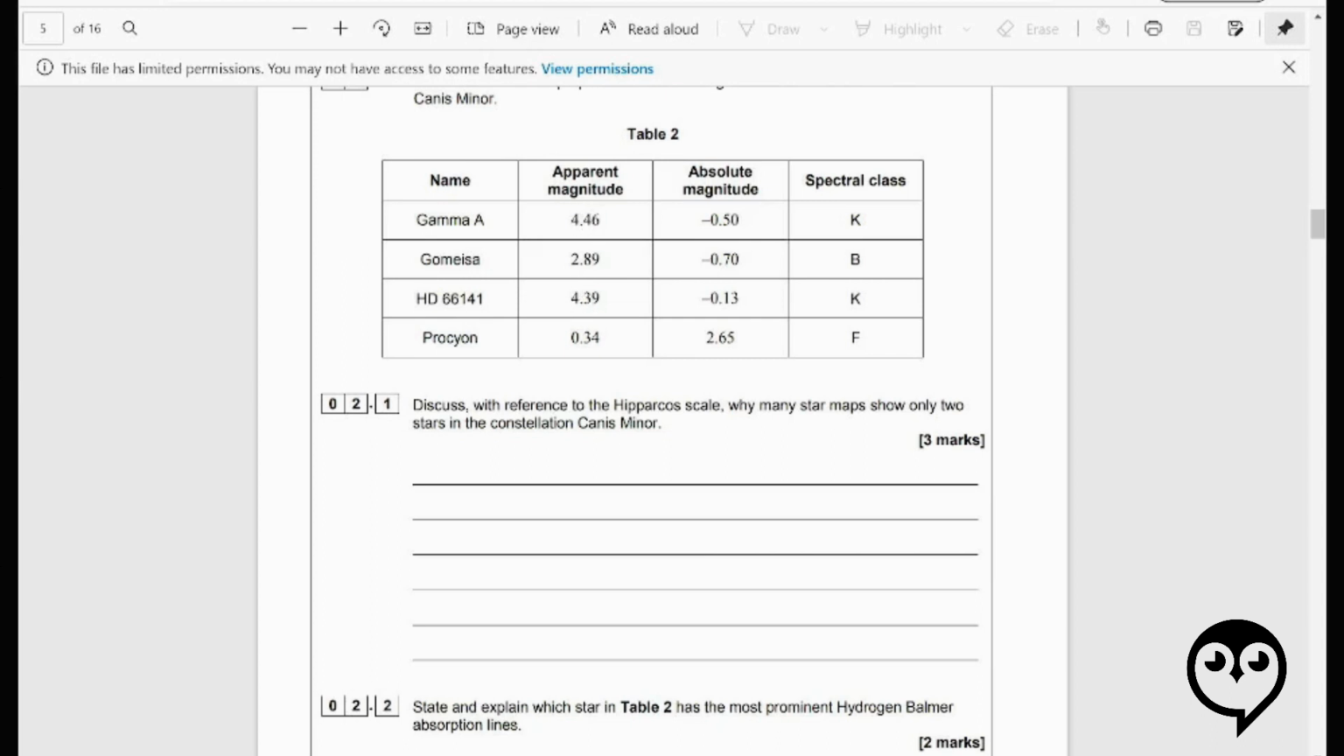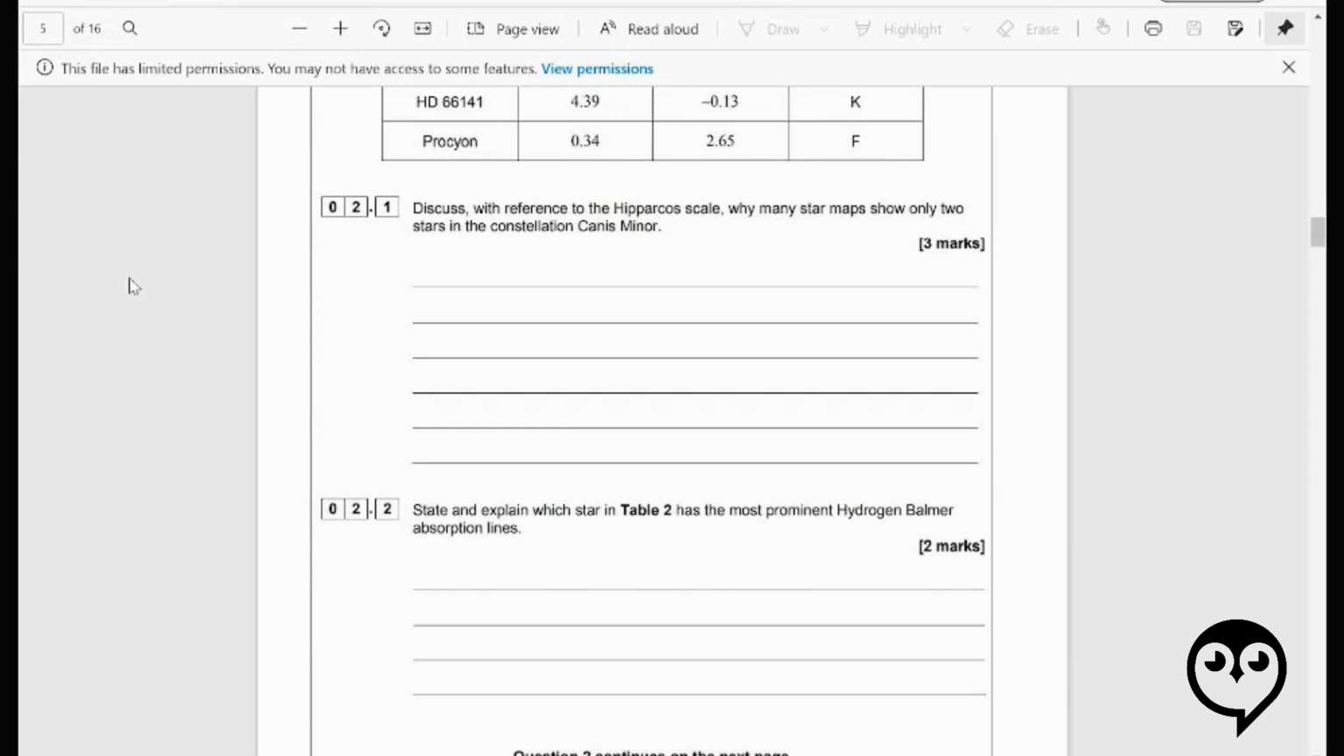That's the gamma A and the HD. They probably won't appear on the map because they're not going to be bright enough. Okay, on to the second part. State and explain which star in Table 2 has the most prominent hydrogen Balmer absorption lines.